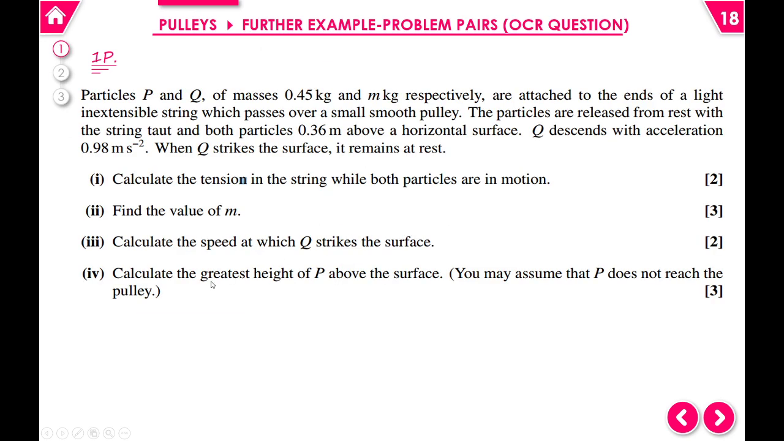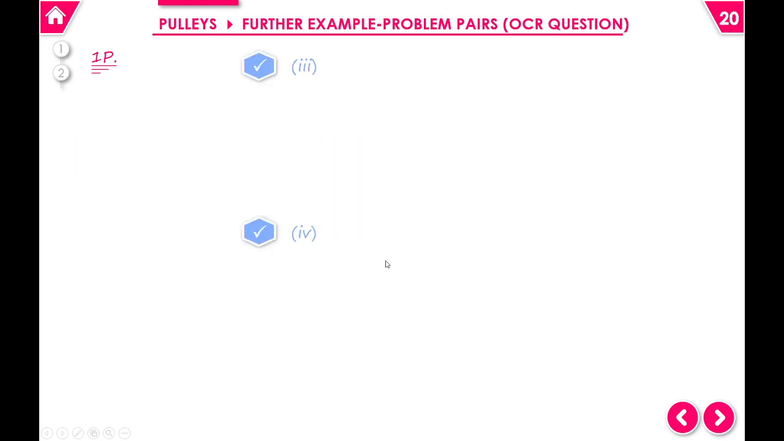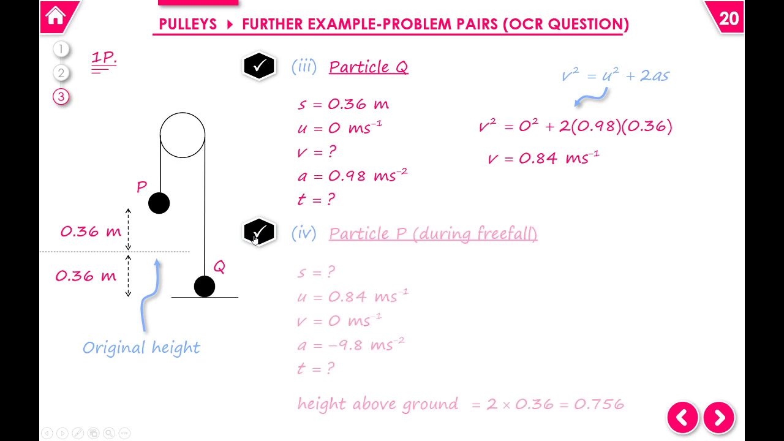Part 4 is a bit that catches loads of people out, so don't feel bad if you got this wrong. You're not in a small minority or anything. Calculate the greatest height of P above the surface. Now, if you applied what we did last time, you've probably done the first bit.